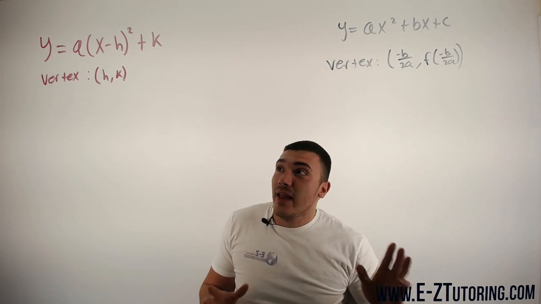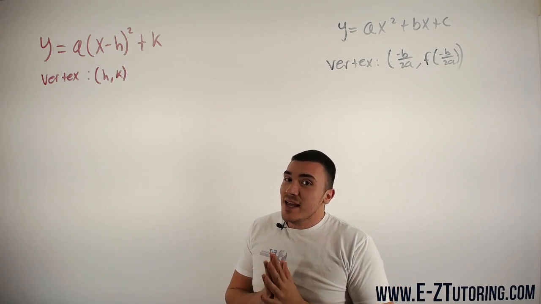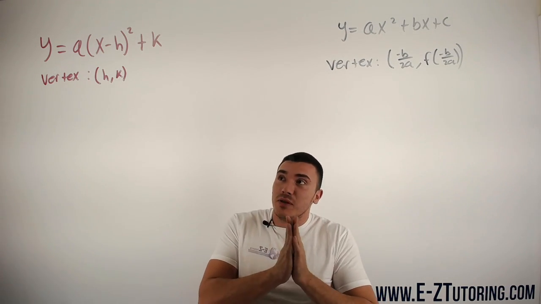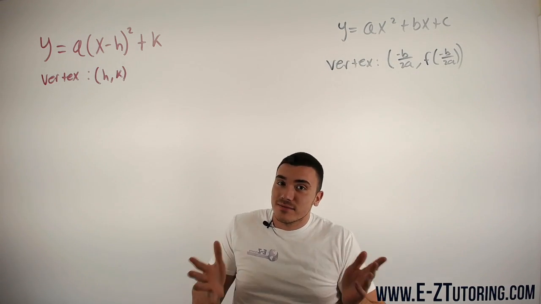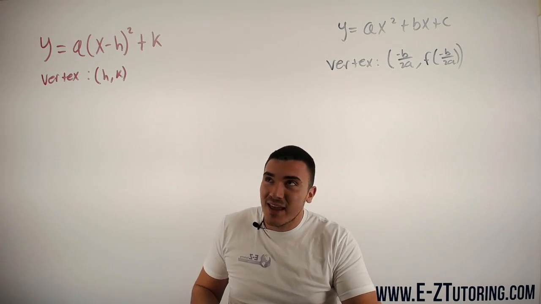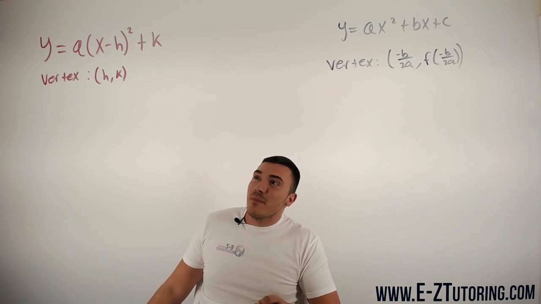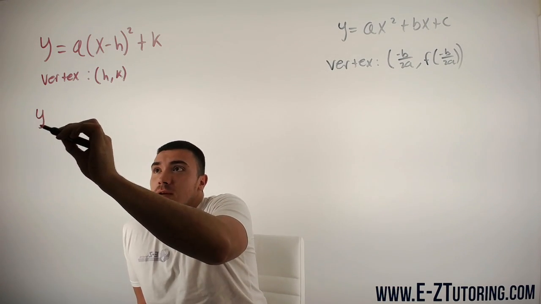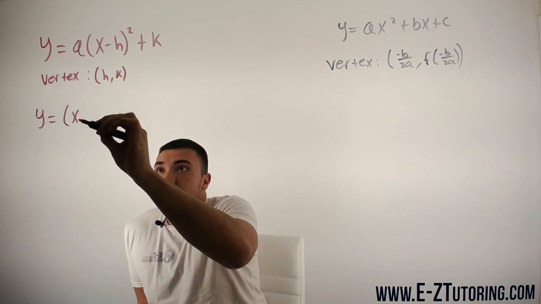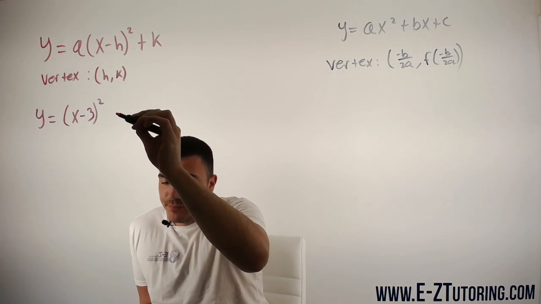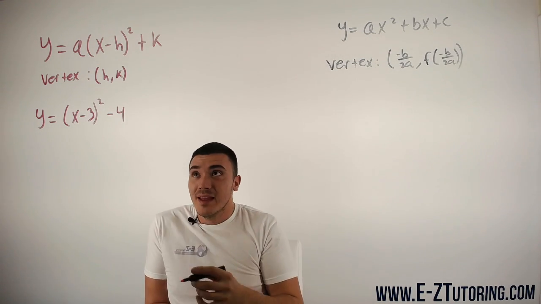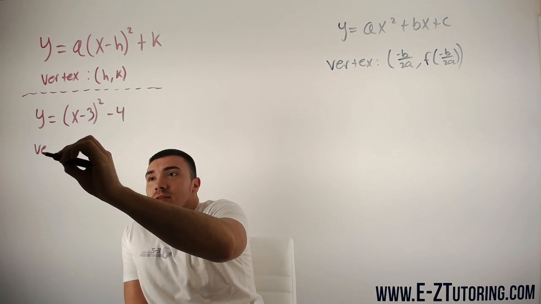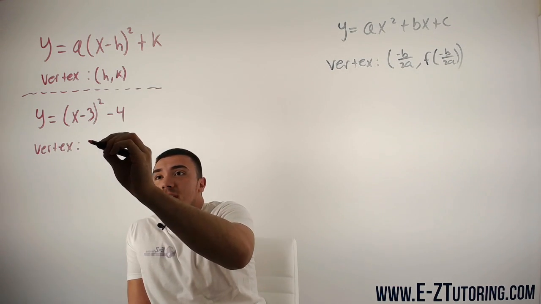Alright, so after you find your vertex, then it's pretty easy. Then all you do is plug in one point to the left and one point to the right of your vertex, and after you have 3 points, that is more than enough to start graphing your parabola. So let's say that we have one equation here, y equals (x minus 3) squared minus 4. So our very first step is to find the vertex.